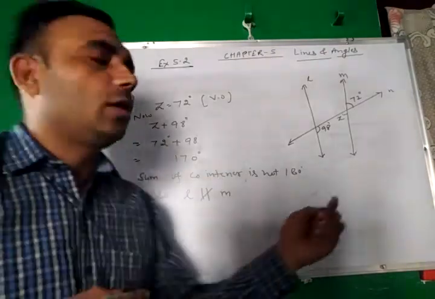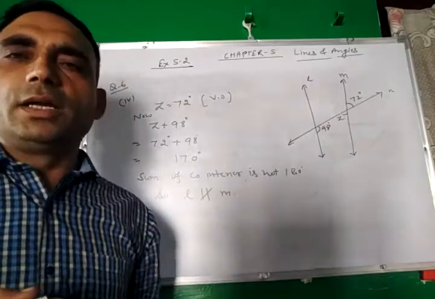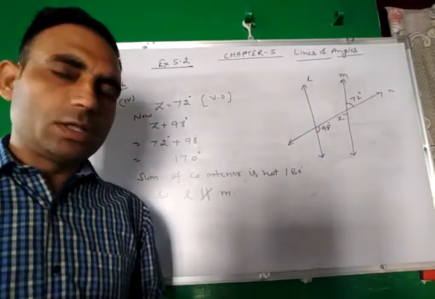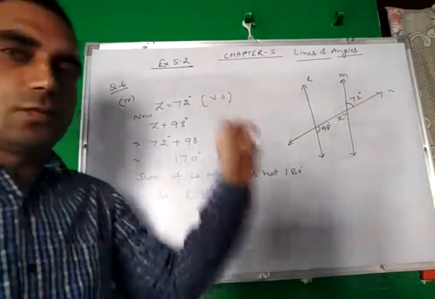So we can check by any of the properties that is easier for you. This is the complete solution of exercise 5.2.